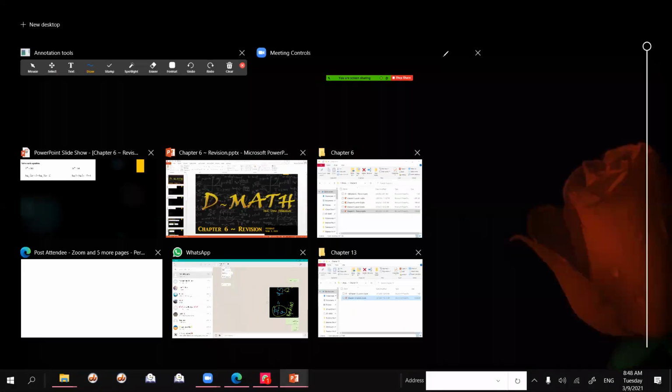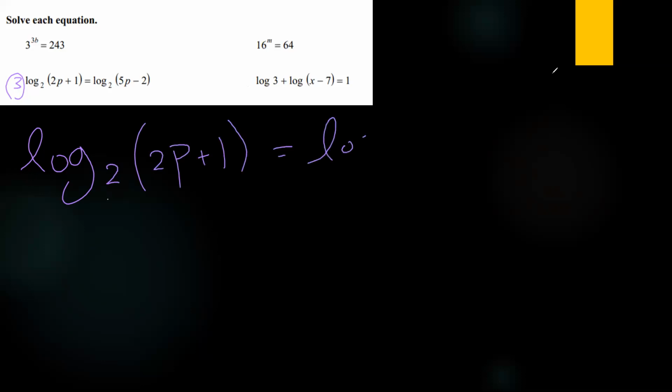Now, let's solve number 3 here. Logarithm to the base 2 of 2p plus 1 equals logarithm to the base 2 of 5p minus 2. I need now to solve this equation. To solve it, I need to find p. The first step, you have to make it here.